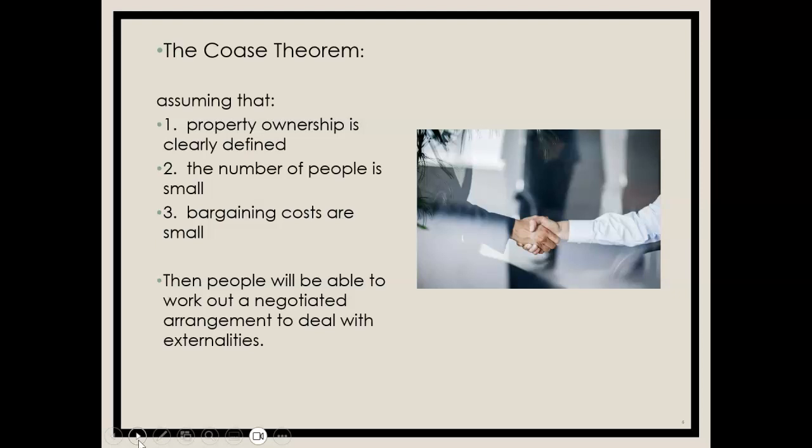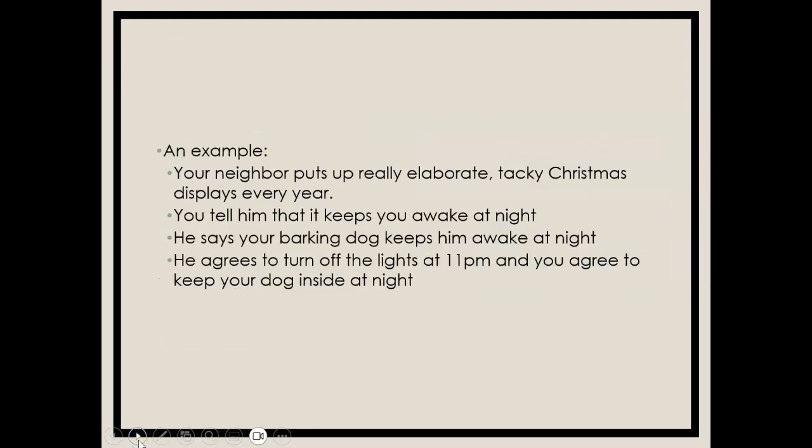First, assume that property ownership is clearly defined, the number of people involved is small, and that bargaining costs are small. If these conditions are met, then people will be able to reach a negotiated arrangement to deal with externalities. Let's see how that would work.